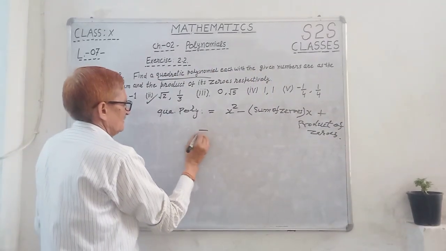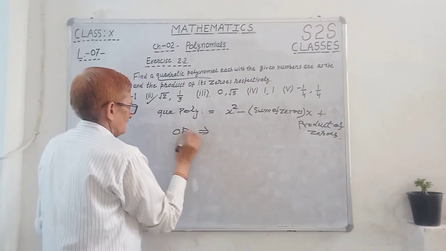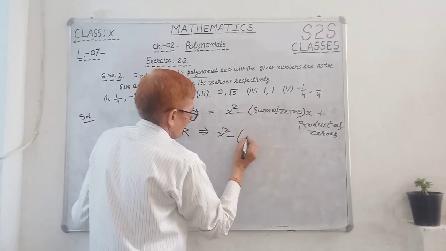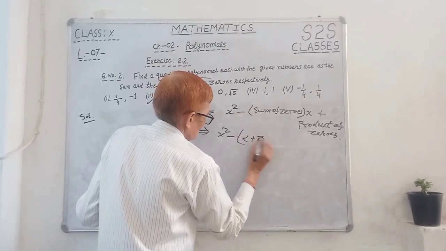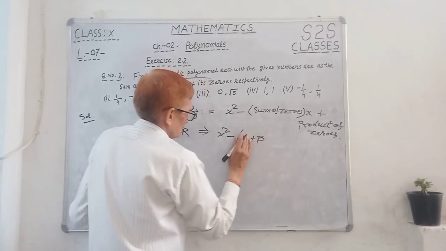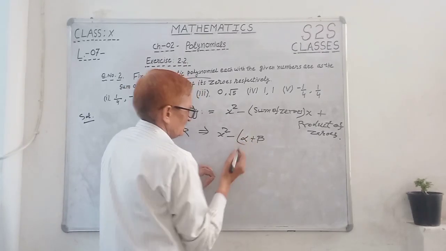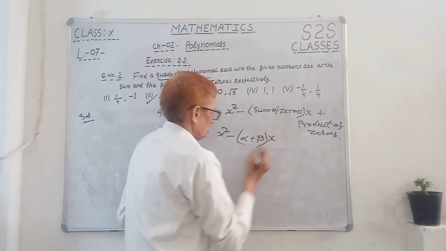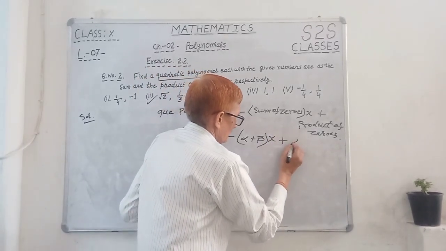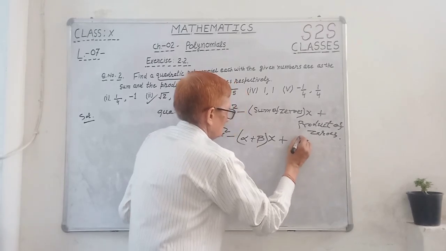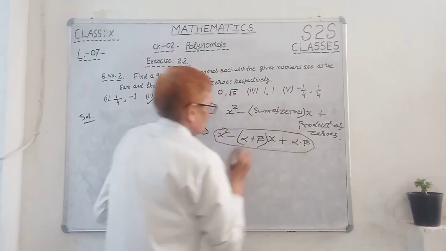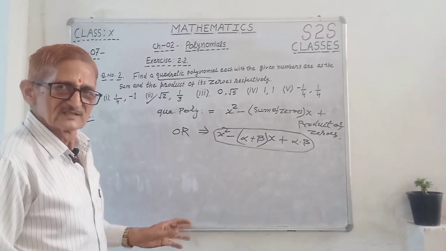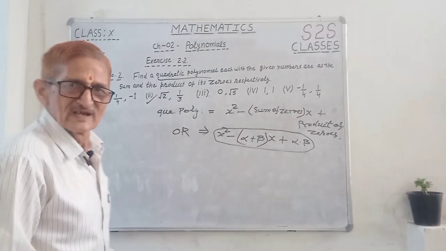Or we can write, what? x square minus bracket alpha plus beta, sum of zeros taken as alpha plus beta, that value, into x, direct quadratic, and plus alpha into beta. This also you can do by this. Okay, now this is completed and exercise also completed.